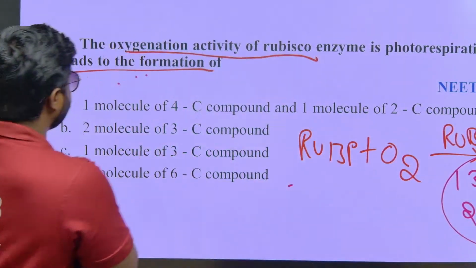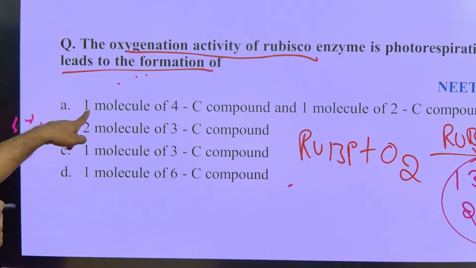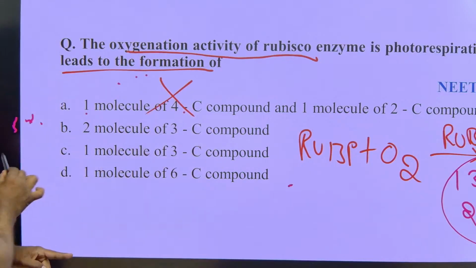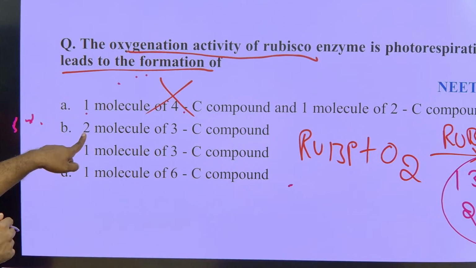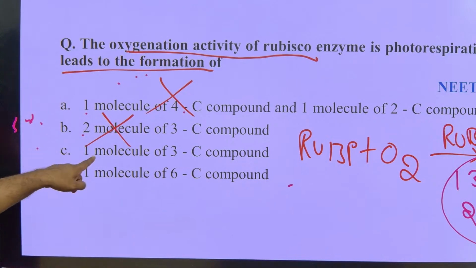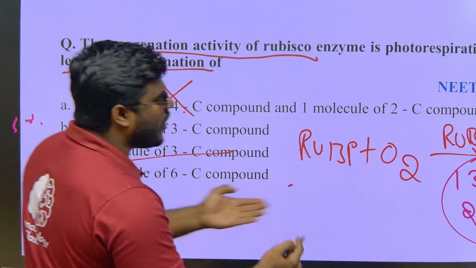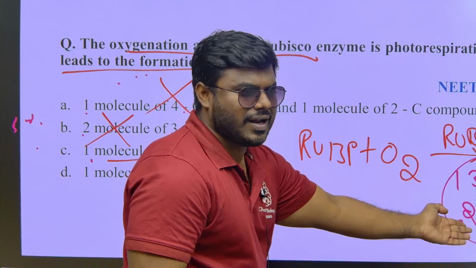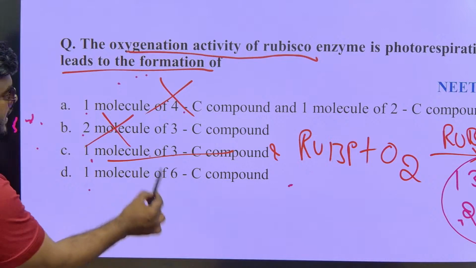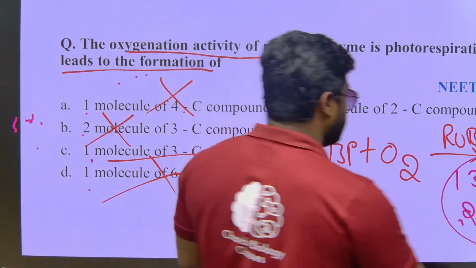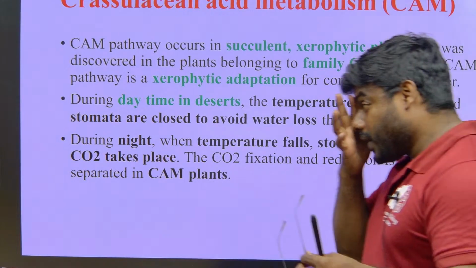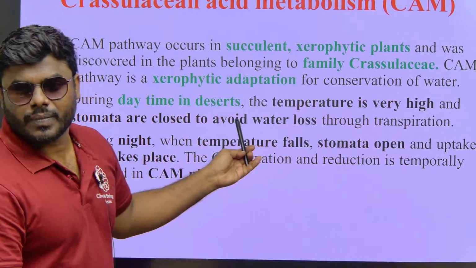Now look into the options. In the first option they have given one molecule of 4 carbon compound, so I can eliminate it easily. Option 2 says 2 molecules of 3 carbon, I can eliminate this. One molecule of 3 carbon, they have not given this, that's all. If they had given it, that is also right. And option D says one molecule of 6 carbon. Slowly, slowly, if you understand, we can answer the question correctly. Clear so far? Any doubts?